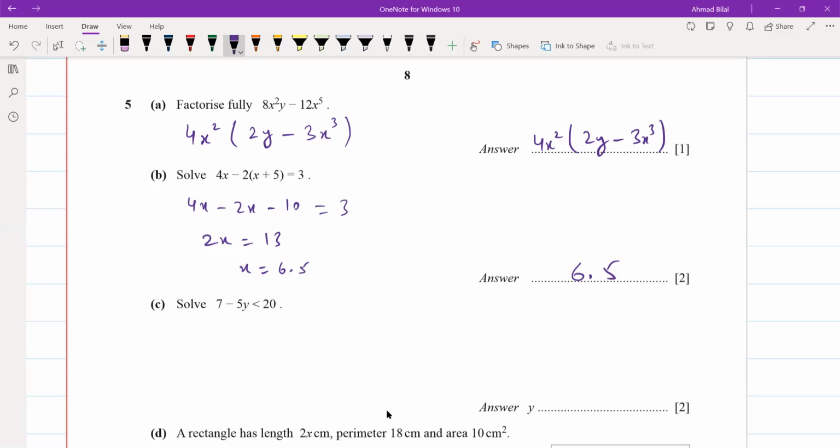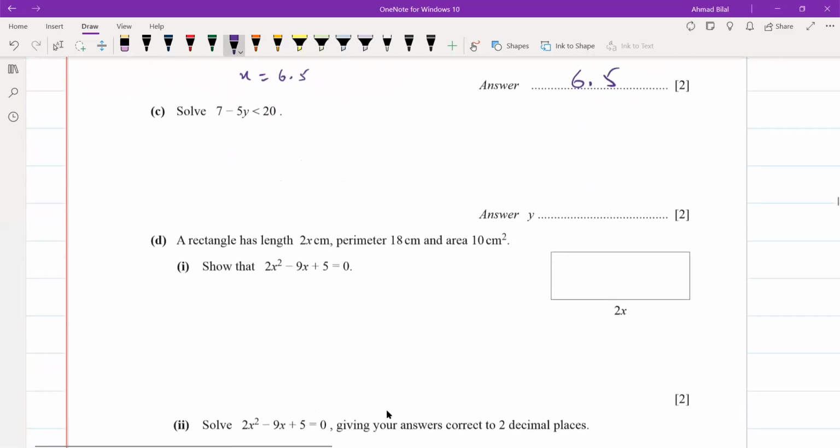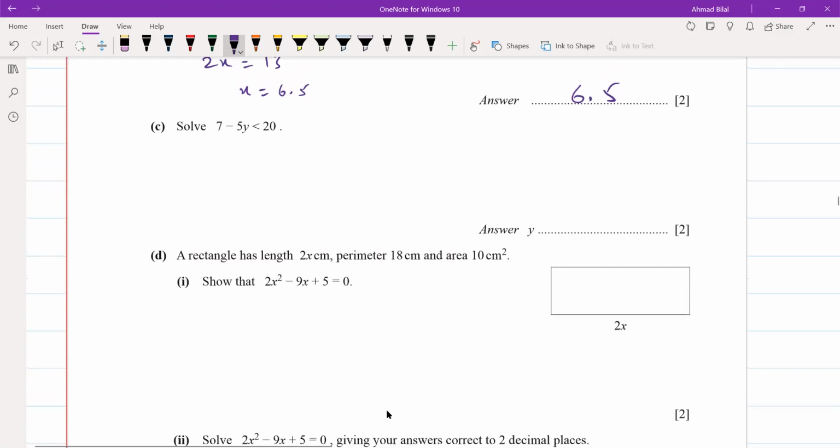Acha, what do we have next? We have to solve this inequality. So we have to be a bit careful about the sign here. So 7 minus 20 is less than 5y. So we get minus 13 over 5 less than y here. इसको उल्टा लिखना होगा. हम कहेंगे y is greater than minus 13 over 5. So y is greater than minus 13 over 5 here. Okay, this is what we get.